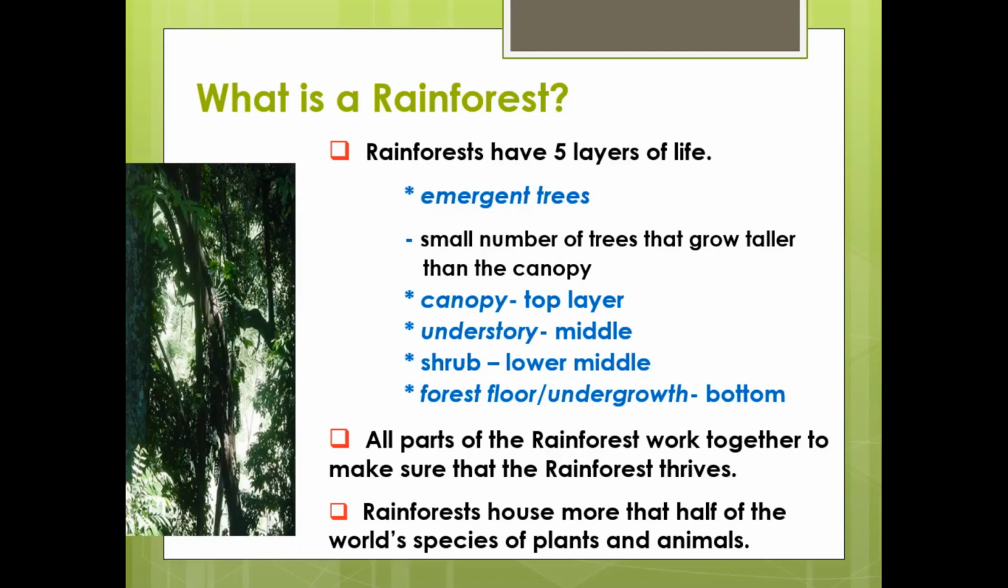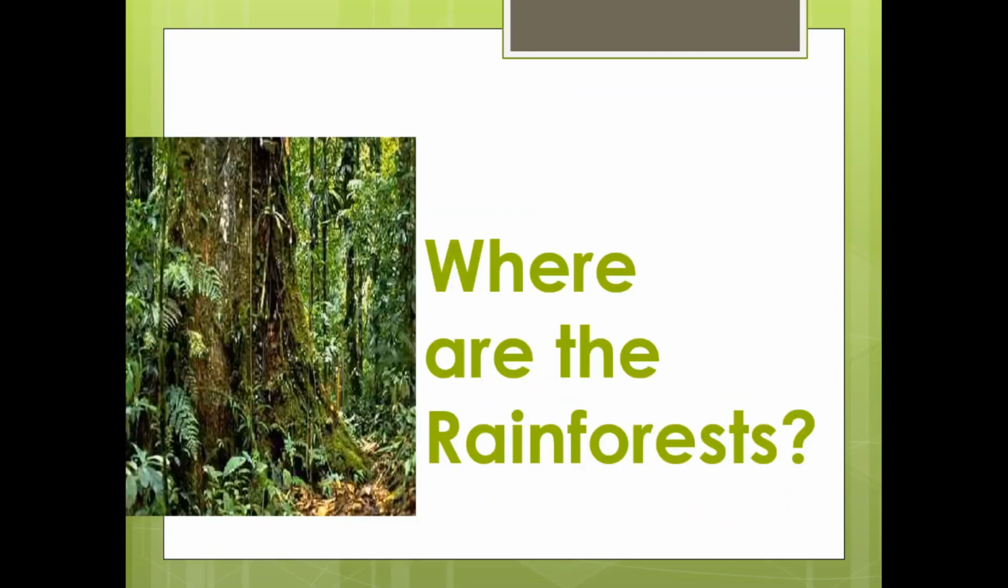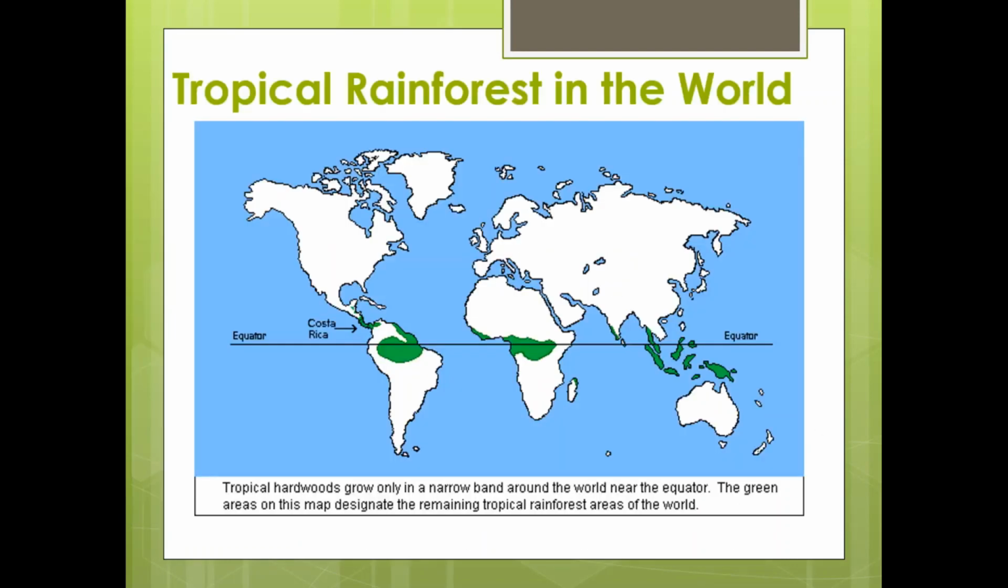All parts of the tropical rainforest work together so that the rainforest itself can survive. And of course, natural vegetation is not the only living thing in the tropical rainforest. There are a lot of species of animals as well. We discussed this in class.